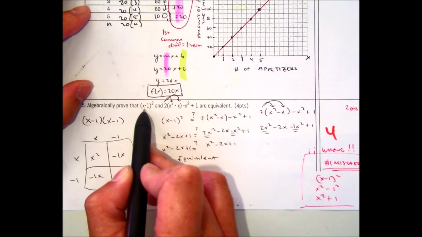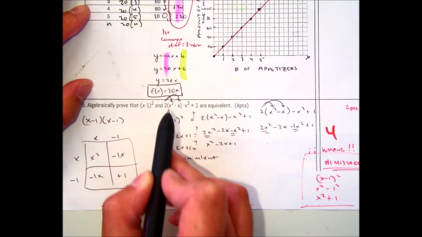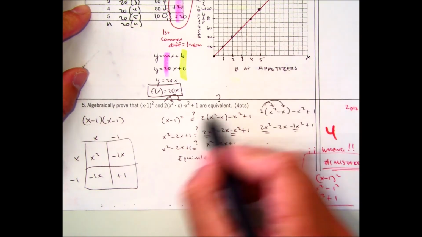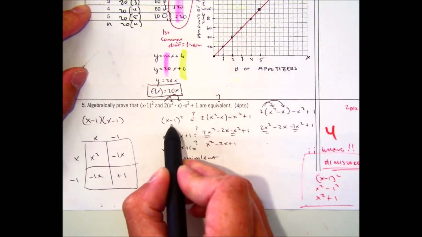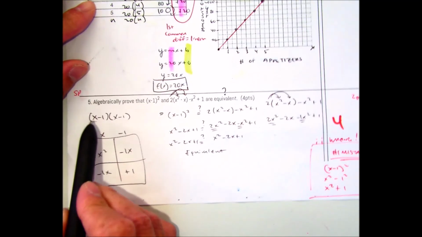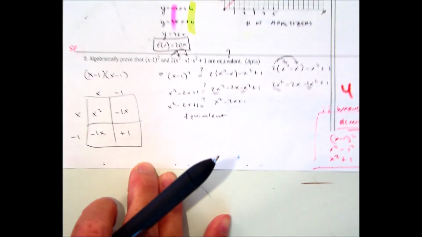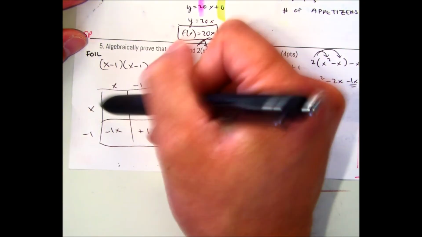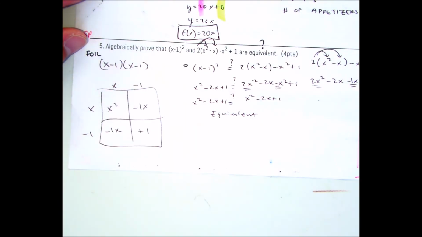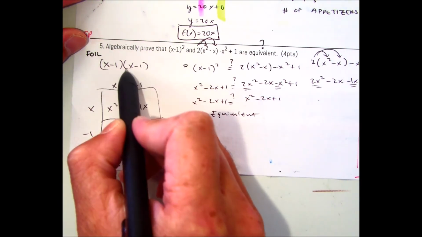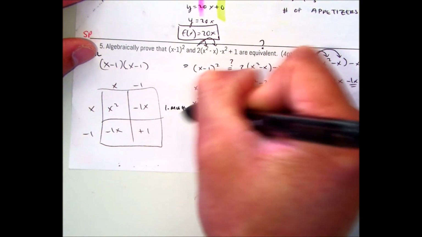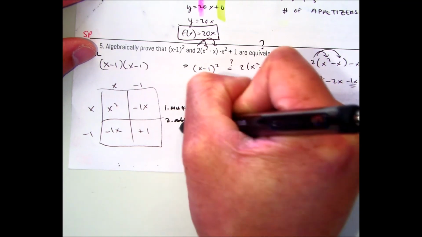And the last problem: algebraically prove that (x minus 1) squared and 2 times the quantity x squared minus x, minus x squared plus 1 are equivalent. So the question is, are they equivalent? Are they equal? (x minus 1) squared can be written as 2 expressions, x minus 1 and x minus 1. Here you can use FOIL if you know how to use it, or you can write them on the sides of a square. This is a binomial, 1, 2, and another binomial, 1, 2. And here you're going to multiply first, and then you're going to add or combine like terms.